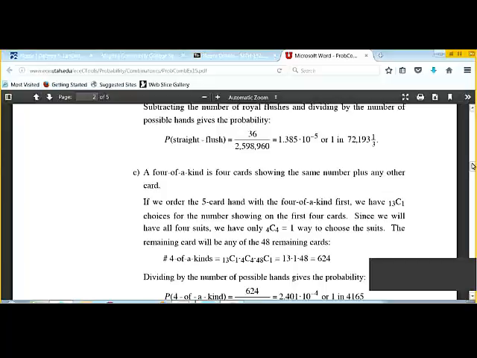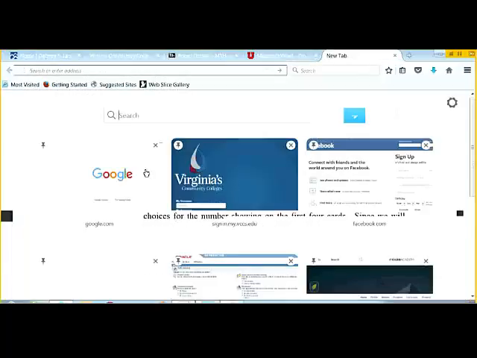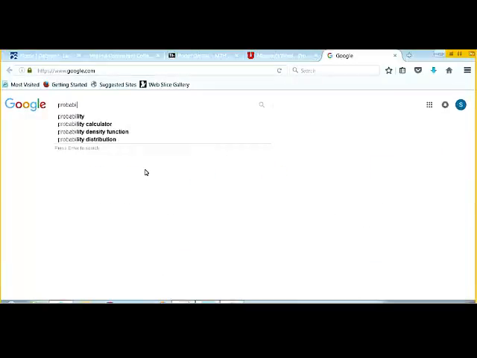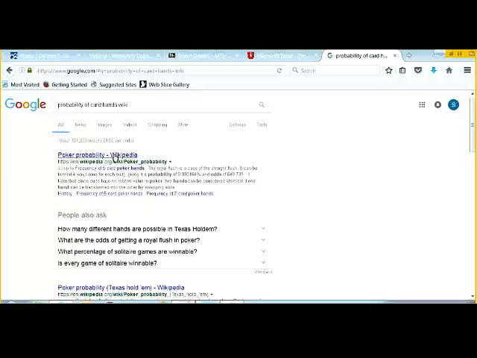The reason I bring it up now is to show you that we are using this combination formula for something that, again, doesn't appear to be directly a combination problem, but it is. I'm not going to teach you well enough to count cards, but I'm going to at least give you an idea of the different probabilities of different card hands. So if I search on Google for probability of card hands, there should be a poker probability, okay?